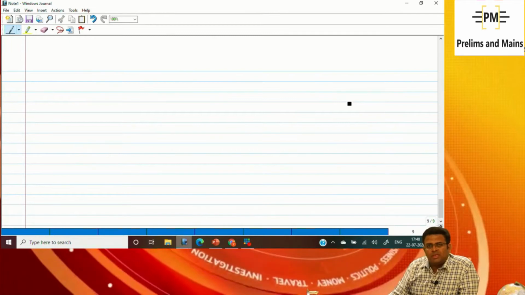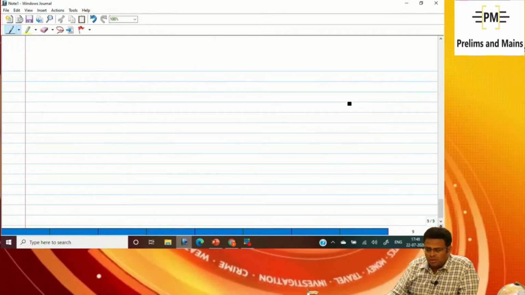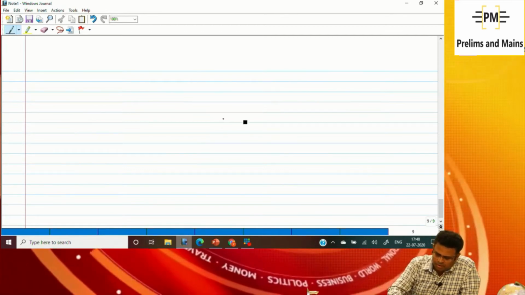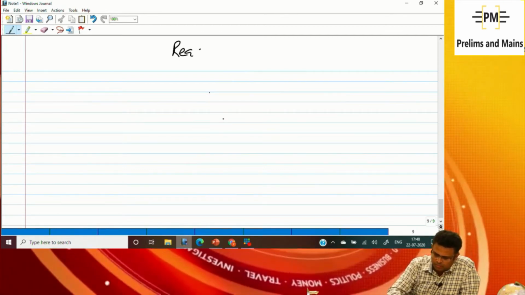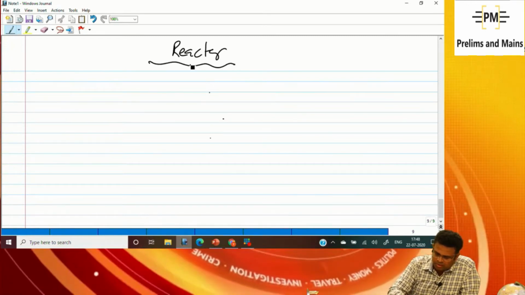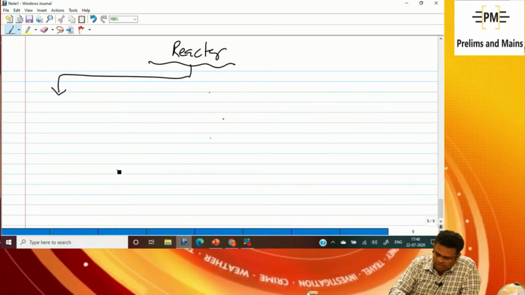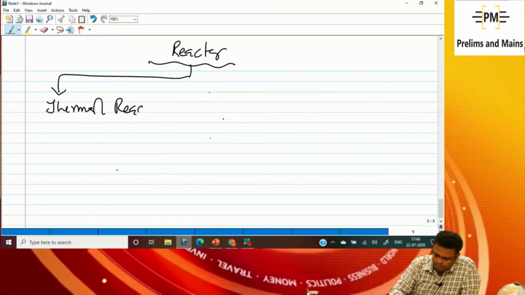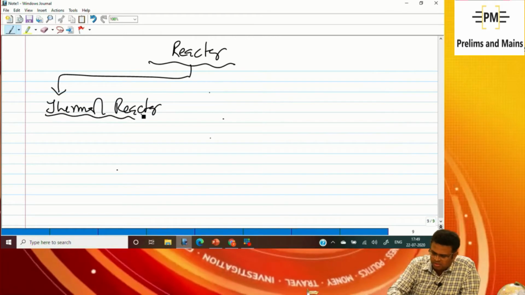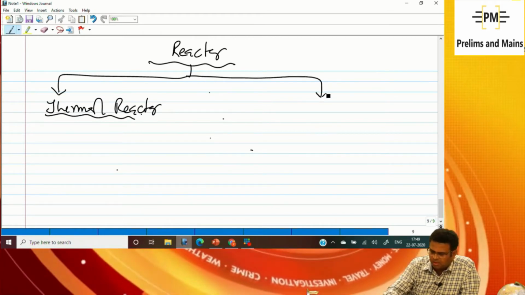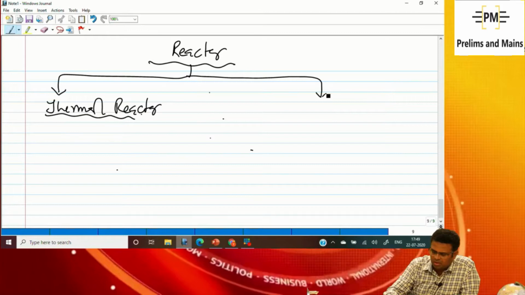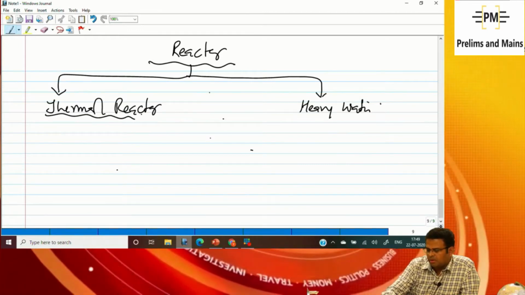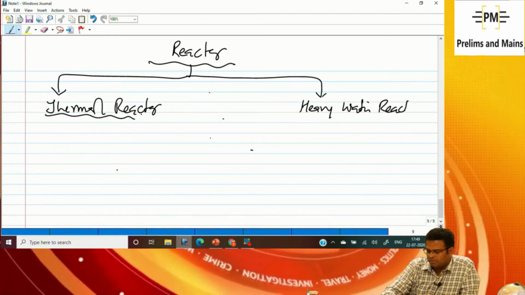Another thing we have to see, listen to me very carefully: another reactor. One we can say is the thermal reactor. Just understand that thermal reactor, and the other one I am talking about is the heavy water reactor.